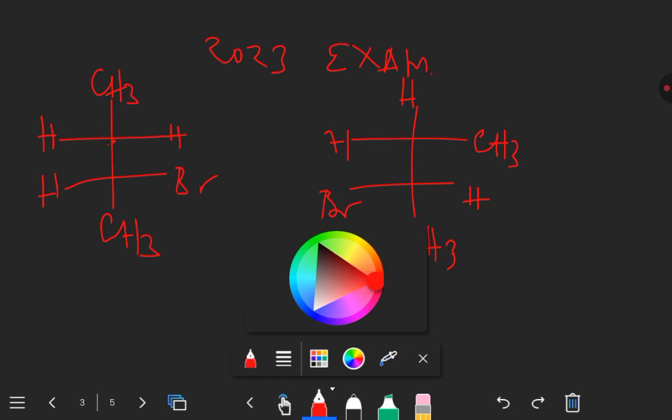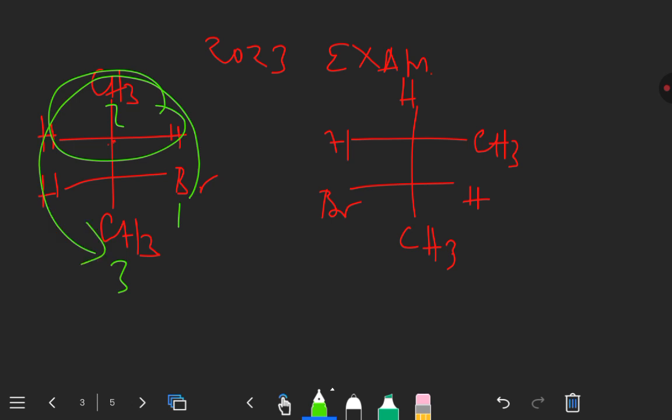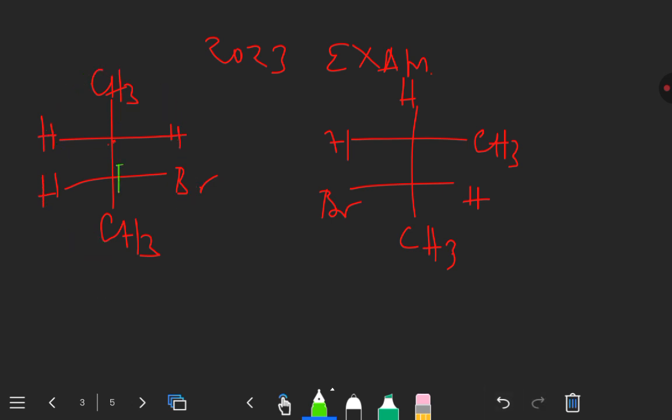So since we now understand how to determine this, we are going to determine our configuration. You can see that this will be 1, then this entire group will be 2, then the methyl will be 3. So we're going to move in this manner, and this movement is actually anti-clockwise. But we can see that the fourth group, which is hydrogen, is in front, and because it is in front, we are going to change the configuration from S to R. So that is R here.